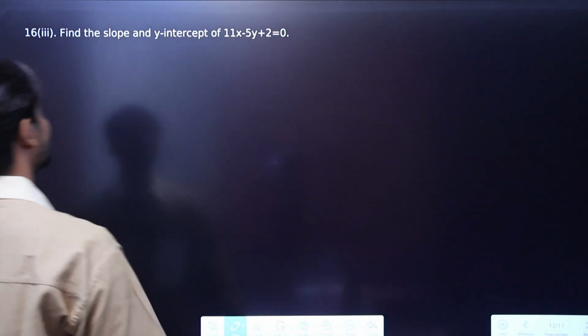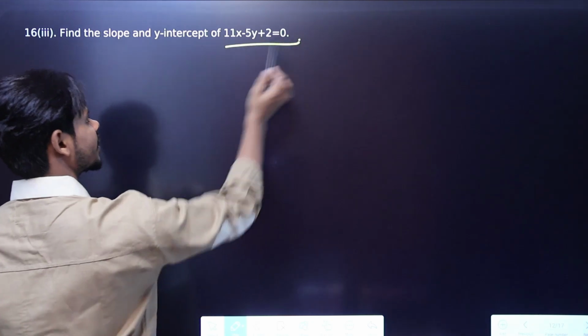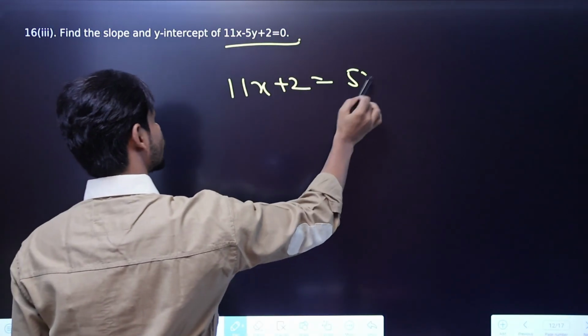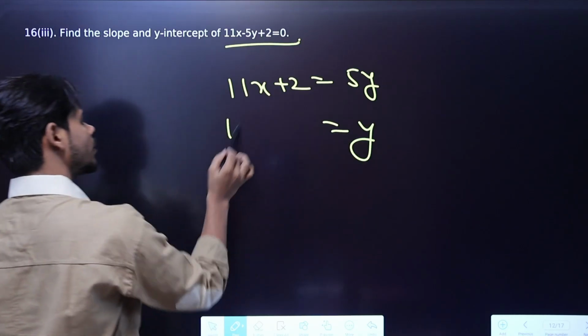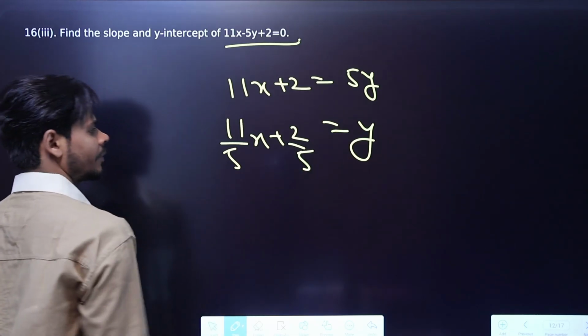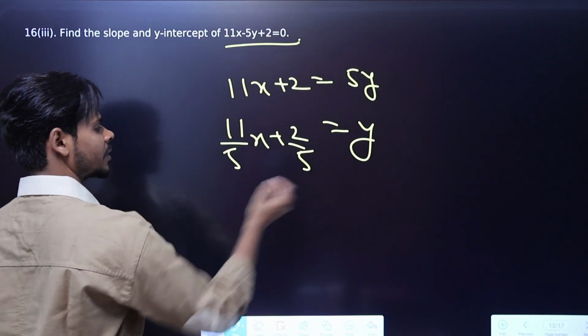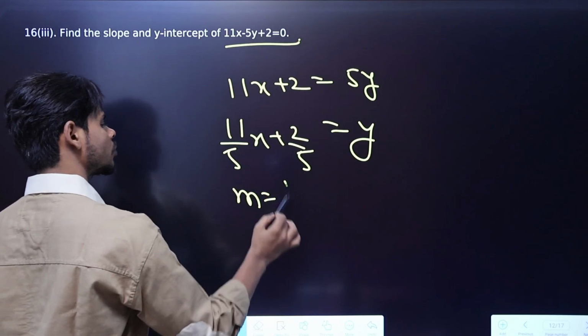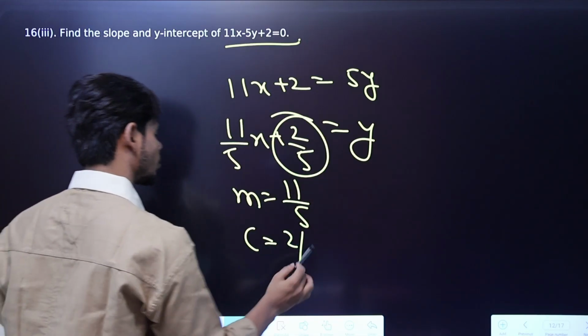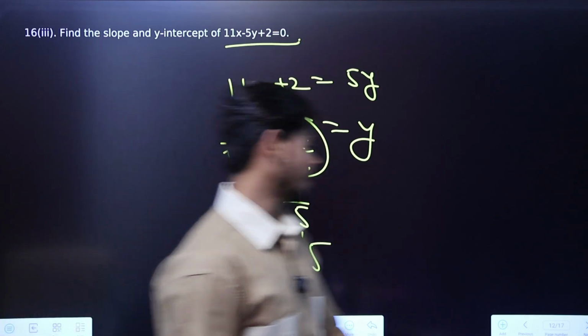Next is find the slope and y-intercept of this. Again same thing, we need to find the value of y. So 11x plus 2 is equal to 5y, or y is equal to 11 by 5 times x plus 2 by 5. I just transposed this 5 to the left hand side. y is equal to mx plus c. So m, the coefficient of x, is always the slope. So it is 11 by 5 and the constant term is always your y-intercept, right?